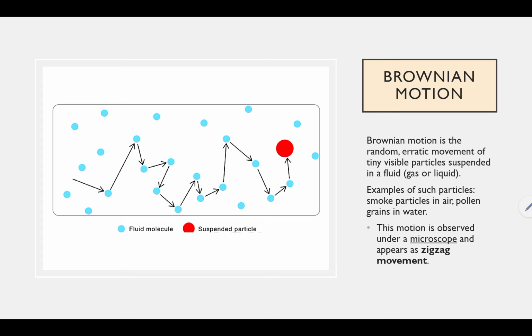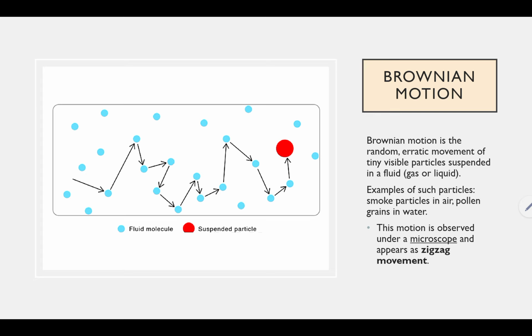Now let's talk about Brownian motion. This is one of the most common questions that comes in this lesson. Brownian motion is a random movement of tiny visible particles suspended in a fluid, which is a gas or a liquid, basically any fluid.